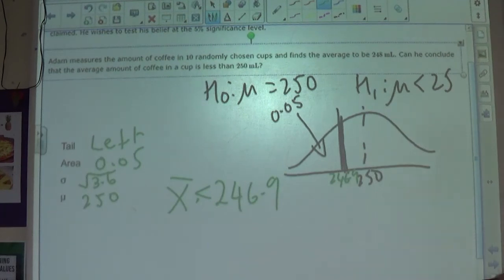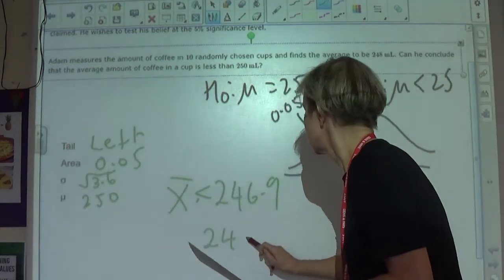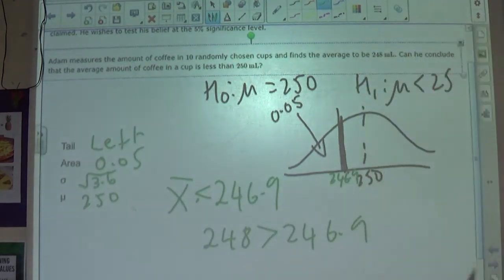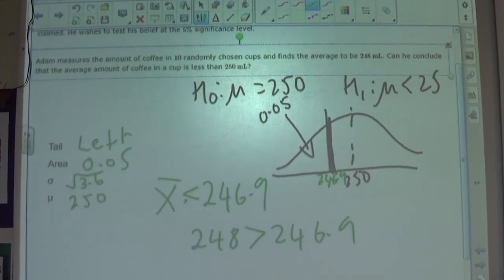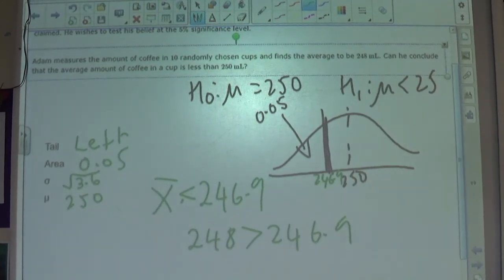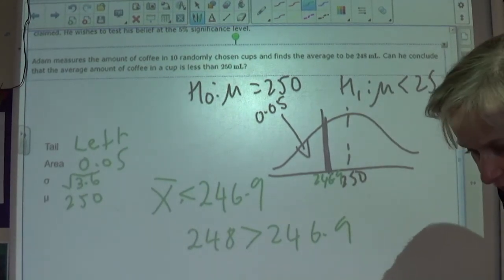Now, 248 is greater than 246.9. So you do not have sufficient evidence to reject the null at the 5% level. And then again, you will put that in context, with the question referring to coffee.